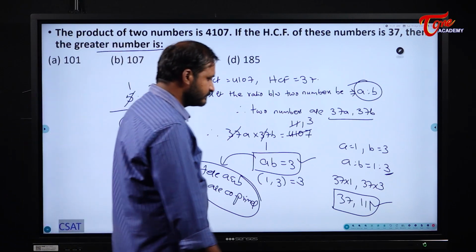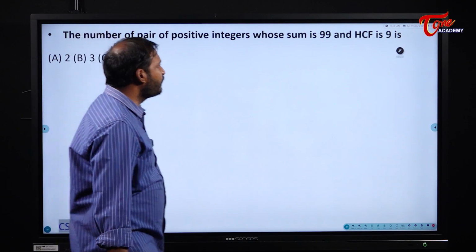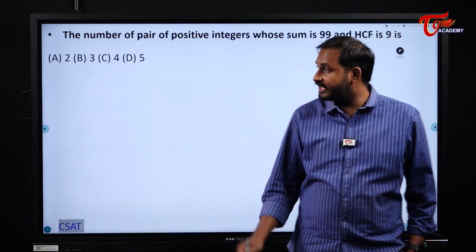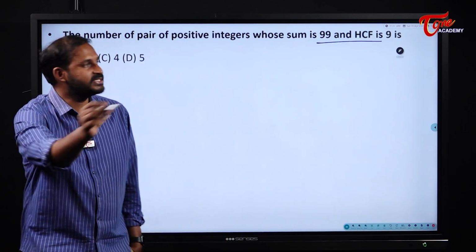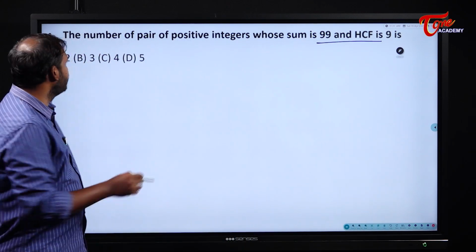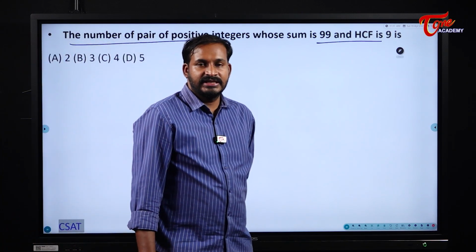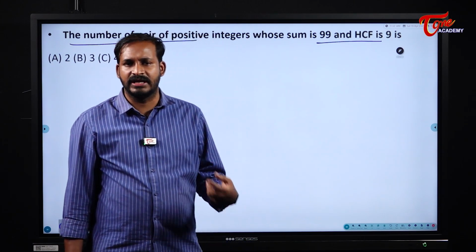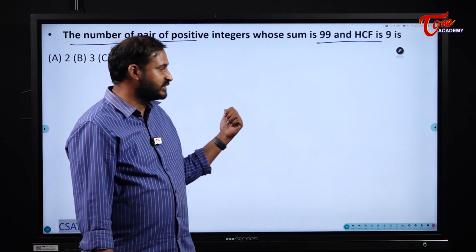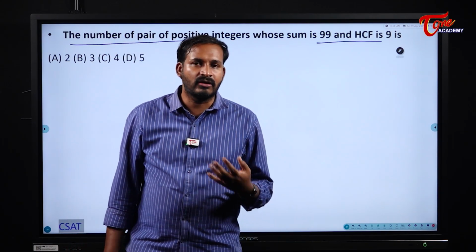Okay, next one. The number of pairs of positive integers whose sum is 99 and HCF is 9. They said that the sum is 99 and the HCF is 9, and we need to find the number of such pairs of positive integers. See here, students, the previous examples you can solve with the help of options or any other method. But when it comes to this question, definitely you should know the concept. Without knowing the concept, you cannot solve.